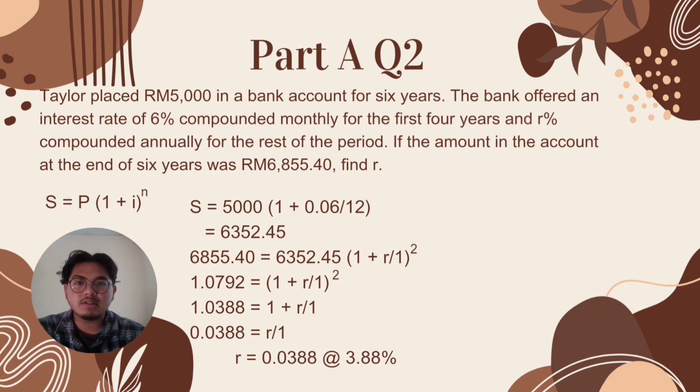So we need to insert the amount in this formula, and we will have S equal to 501 plus 0.06 over 12, and the answer will be 6,352.45 cents. And we need to use this answer in the equation, and we will get the final answer: R equal to 0.0388 or 3.88%.